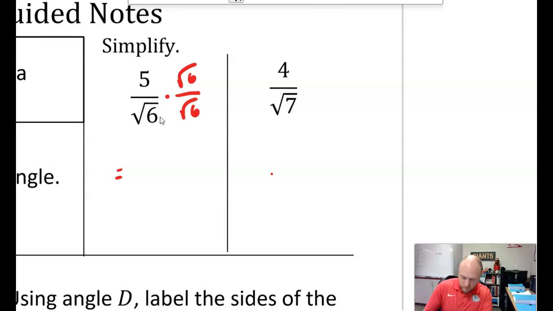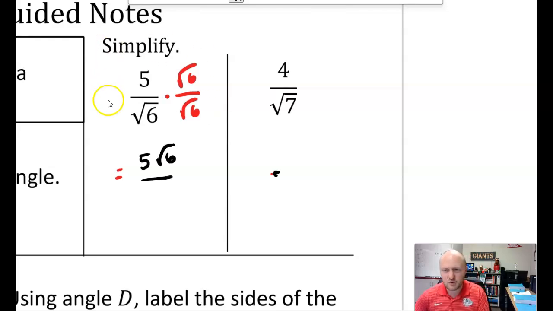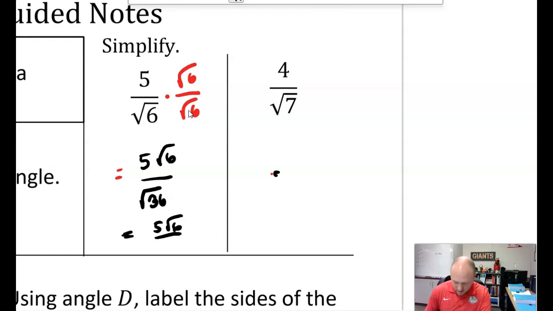And what we get in the numerator is nothing too crazy. We get 5 square root of 6. But in our denominator, I have the square root of 6 times the square root of 6. And this is going to equal the square root of 36, or 6 squared. And hopefully you notice that when I do this, square root of 36 is a perfect square. So square root of 36 is 6. And so notice through this process of rationalization, we actually make the denominator a whole number, okay?